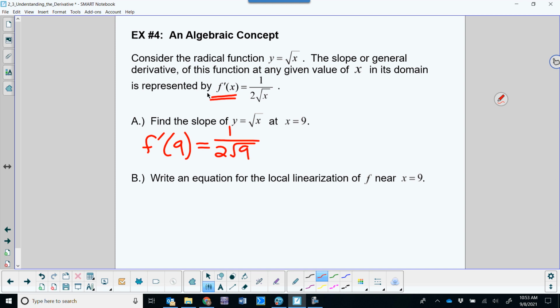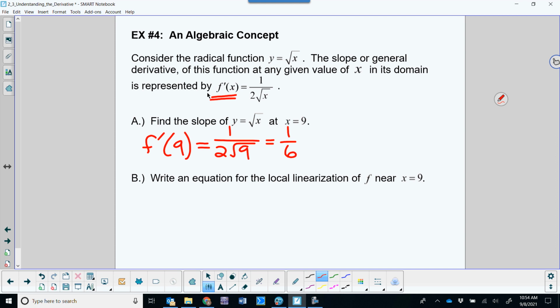And remember, this is the one and only time I let you work horizontally. One step here, one number, that's it. 1 over 2 times 3, which is 1/6. So we know that the slope at x equals 9 is 1/6 because f prime of 9 is 1/6. Then it says write an equation for the local linearization of f near x equals 9. So don't freak out about that.